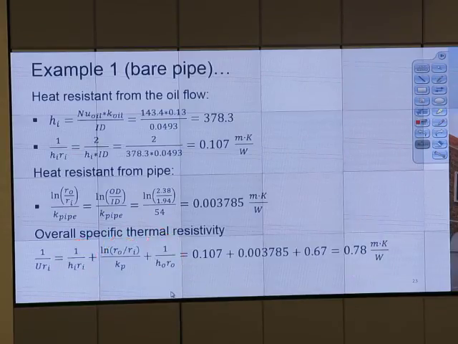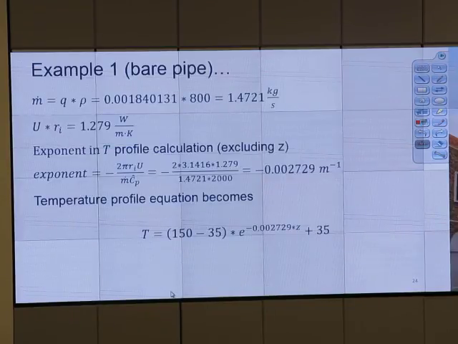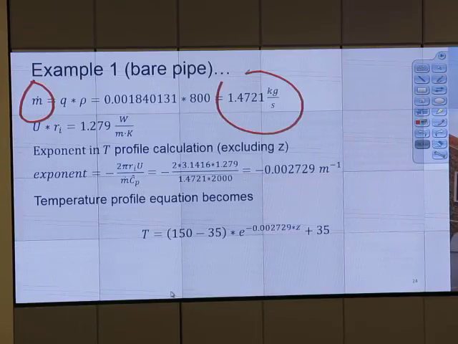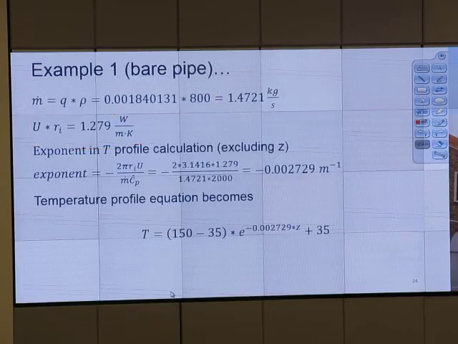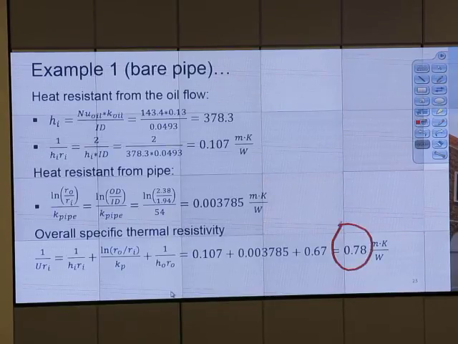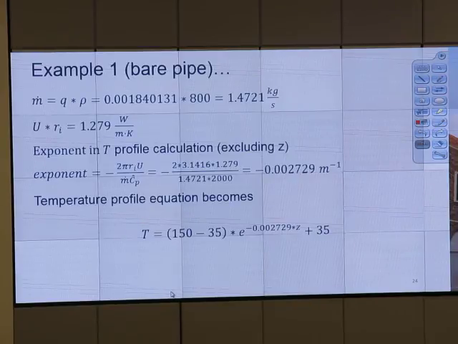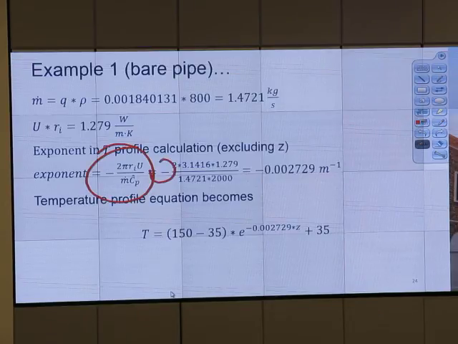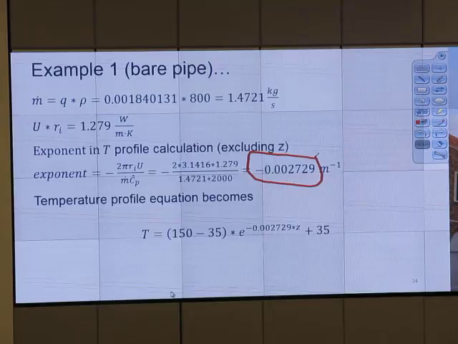Okay, 0.78. I calculate m dot, the mass flow rate in kilograms per second. That's 1.4 kilograms per second. U times R, that's what I want to get, right? So U times R is just the inverse of 0.78. This means the exponent excluding z is 2 pi r u over m dot cp, with a minus sign. So I put everything together, I get this form.